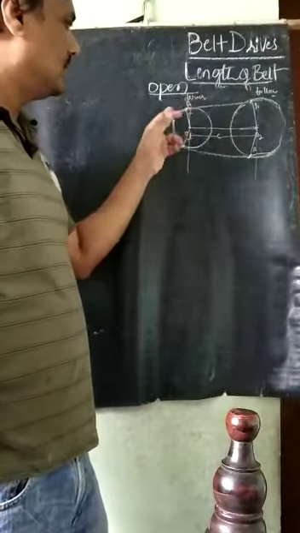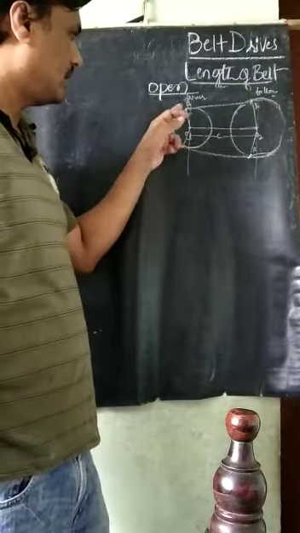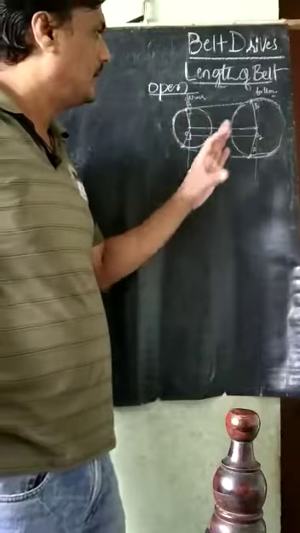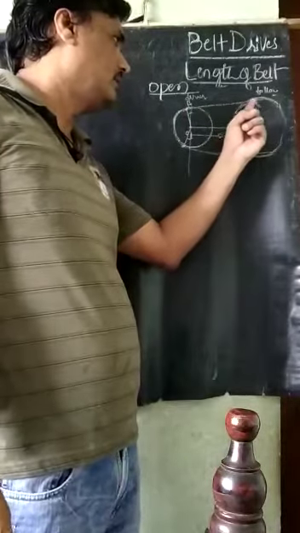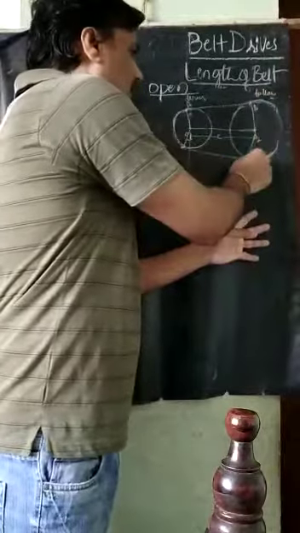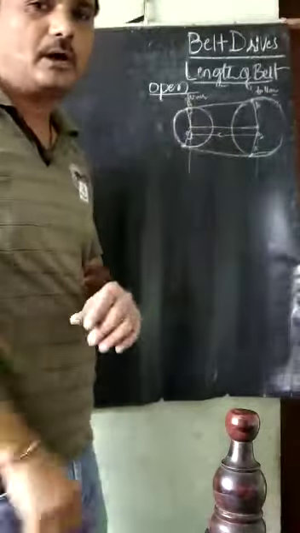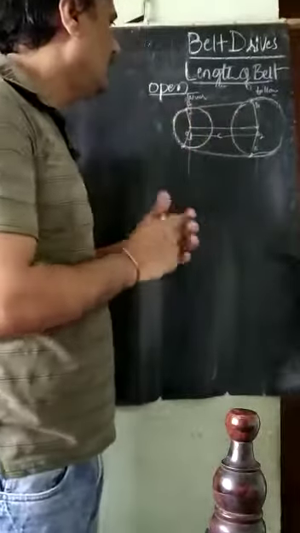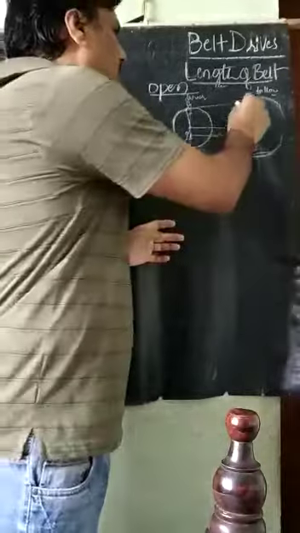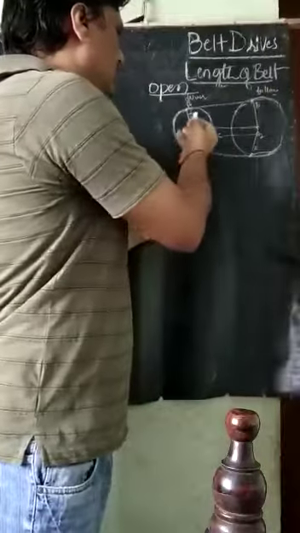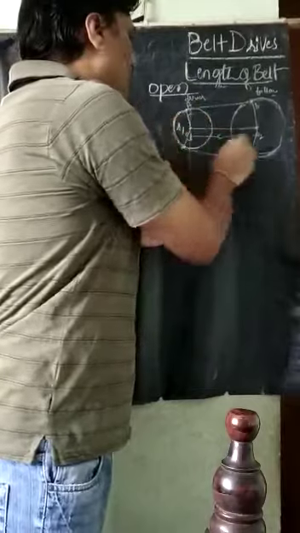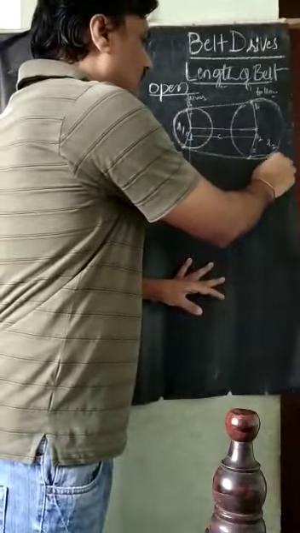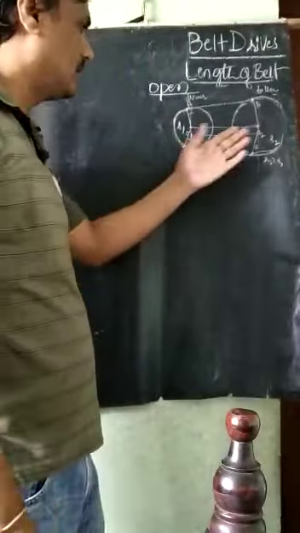So the angle of contact is very small in the case of the driver because it is a much smaller pulley, and it is more in the case of the follower. More contact is there on the larger pulley and less contact on the smaller pulley. Next, I will mark the radius of the driver as R1 and the radius of the follower as R2. R2 is always greater than R1.